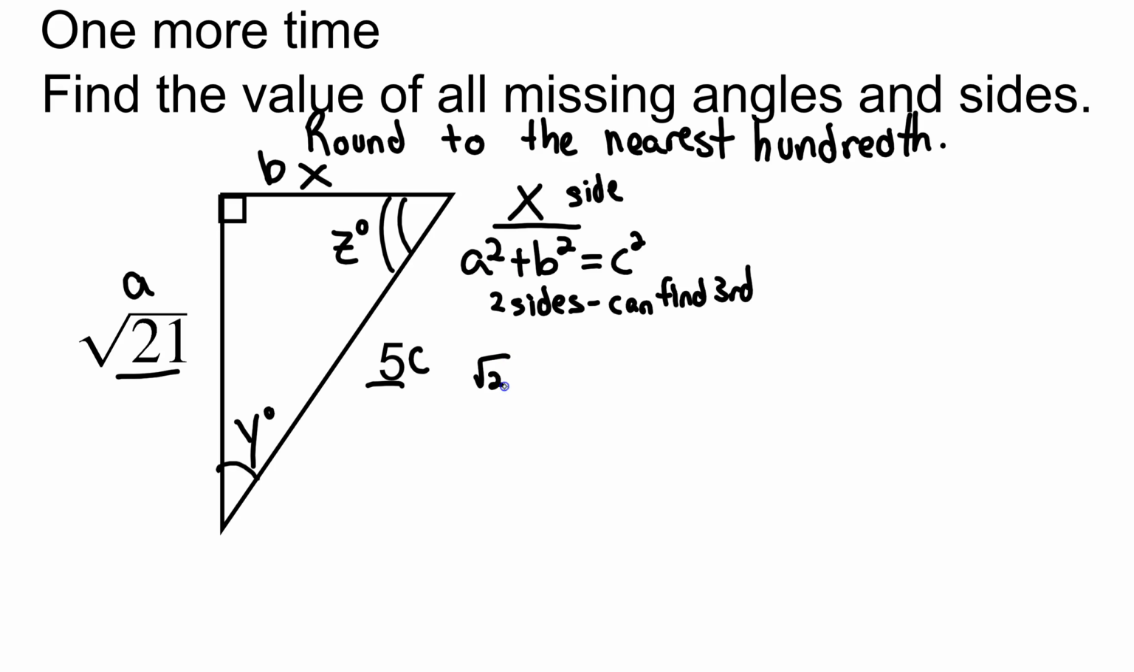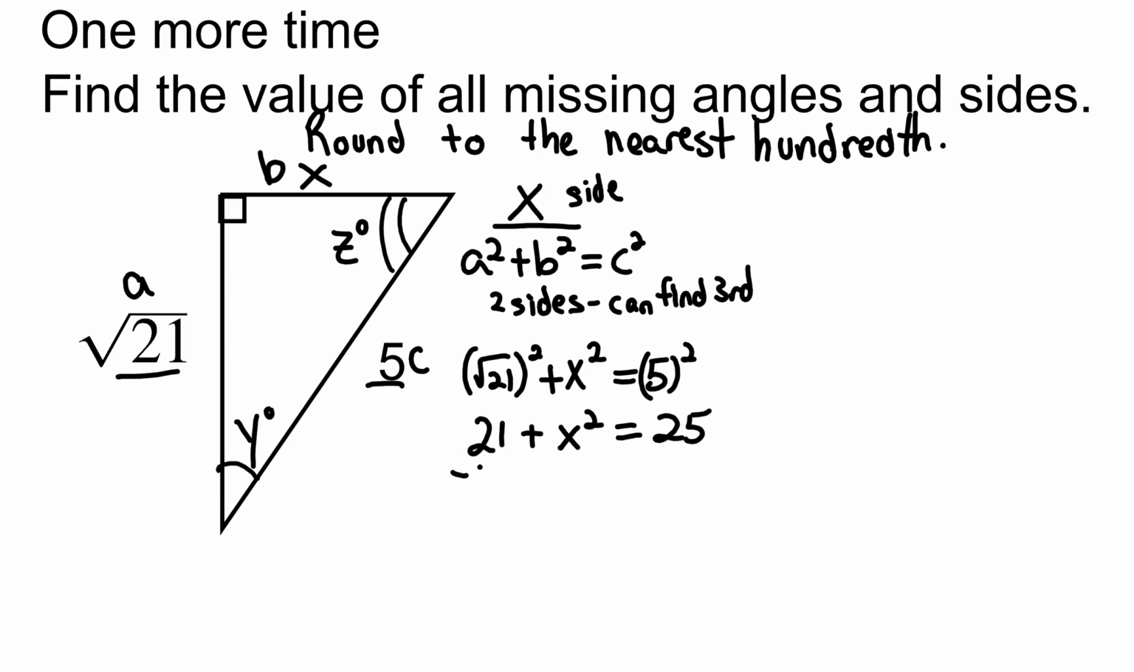We get the square root of 21 squared plus x squared is equal to 5 squared. Again, I'm just substituting those values into the equation here. So let's solve. The square root of 21 squared is 21, plus x squared is equal to 25. So from here we just solve. We're going to subtract 21 from both sides, and we get x squared is equal to 4. So x squared equals 4.